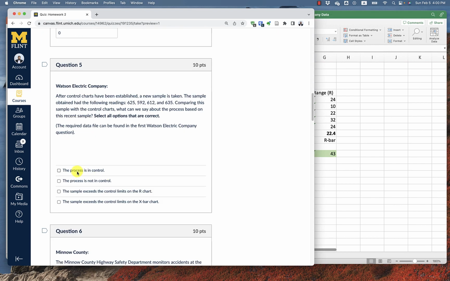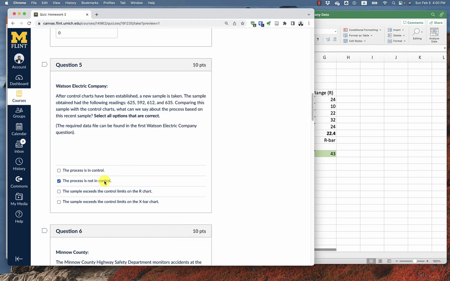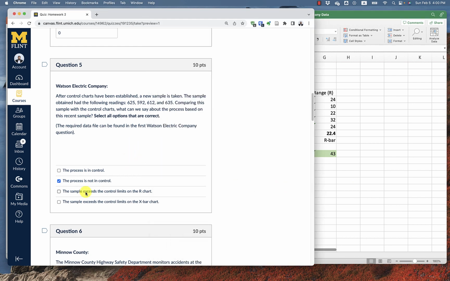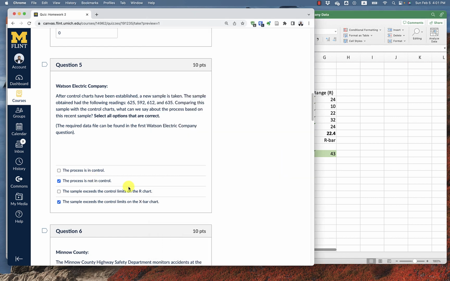Okay, so let's look at our options. Process is in control? Nope, because you exceed the X bar chart limit. Process not in control, this is true. You don't have to exceed both charts. If you're out on one chart, you're out. The sample exceeds the limit on the R chart? Nope, the R chart is fine. 43 falls right between 0 and 51. The X bar chart is the problem. 616 falls outside the upper control limit. So these are the two options that are correct.